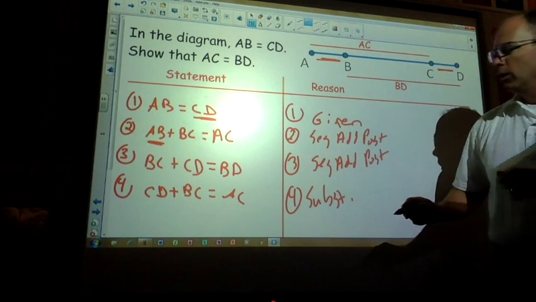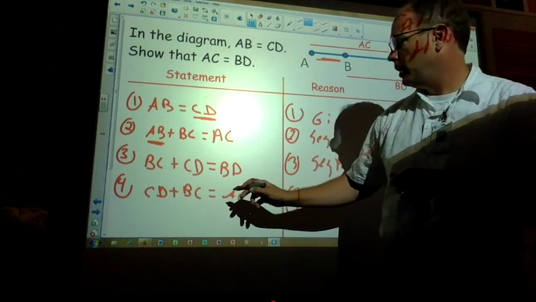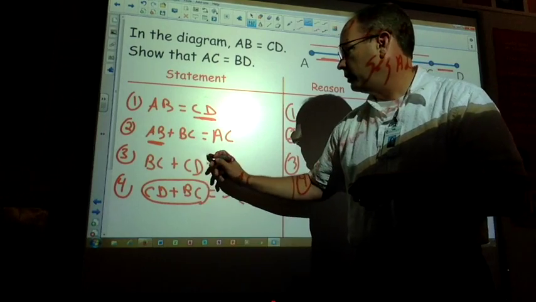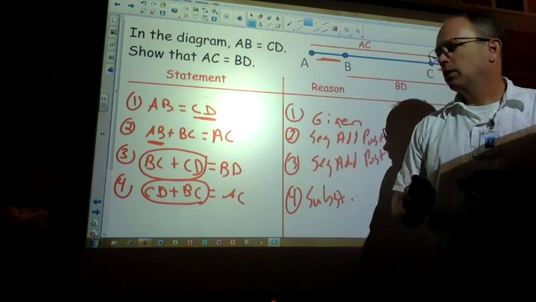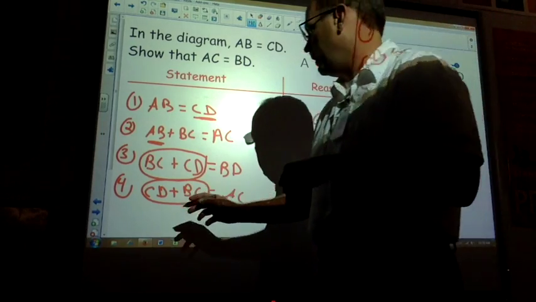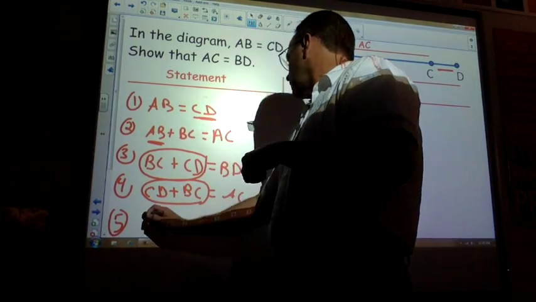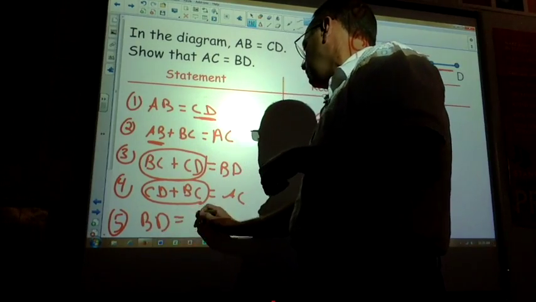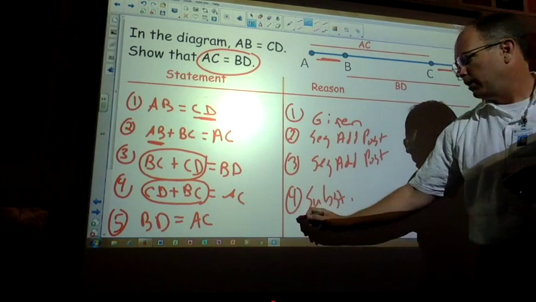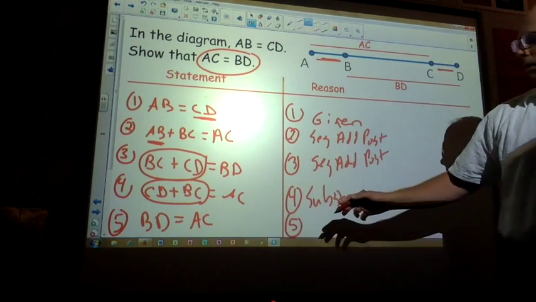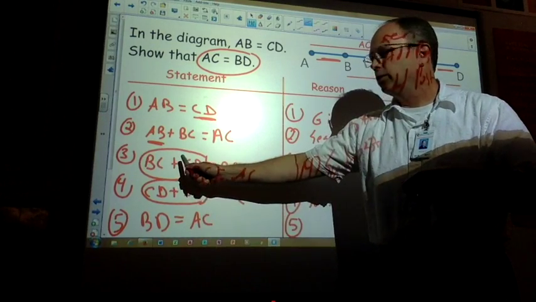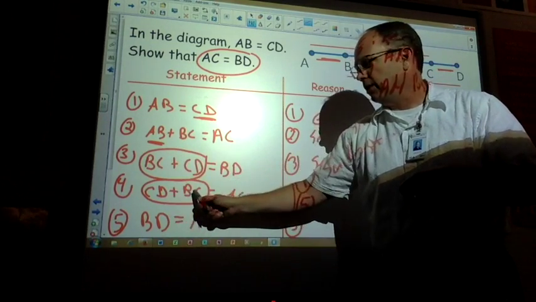Okay? So now, is this the same as this? Are they the same thing? So then I can go ahead and say this. BD is equal to AC, which is what we're trying to prove. I just have it flip-flopped, which is okay. So these two things are the exact same thing. So this is equal to this, which is the same thing as this, which is equal to this.